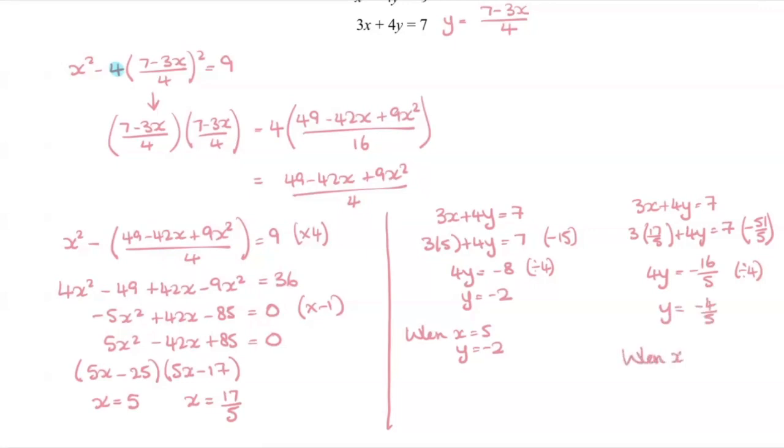So when x is 17/5, y is -4/5. So yeah, pretty big, that one.